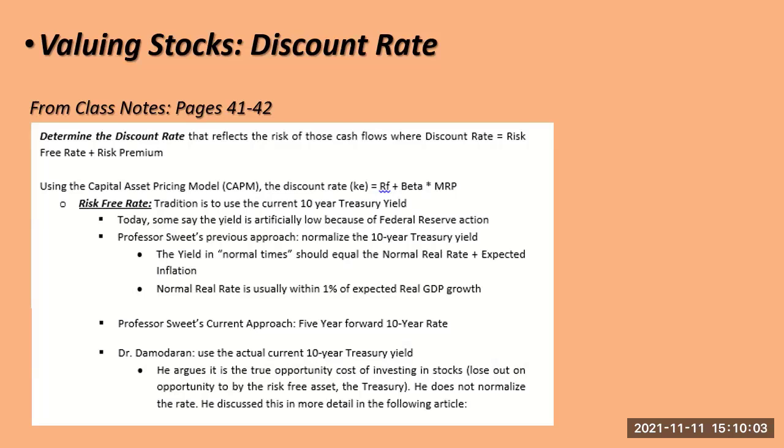So that's the first part, the risk-free rate, usually about 5-6 paragraphs, maybe the first page. You could certainly put extra graphs in there if you wanted to show the 10-year Treasury over time to show that we're at a really low period right now. That would be fine to do.